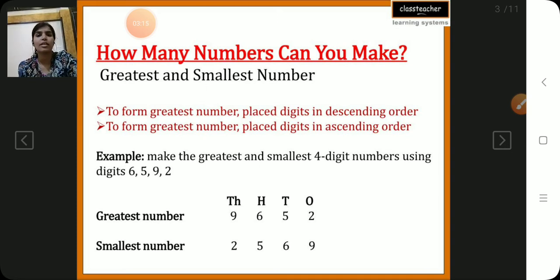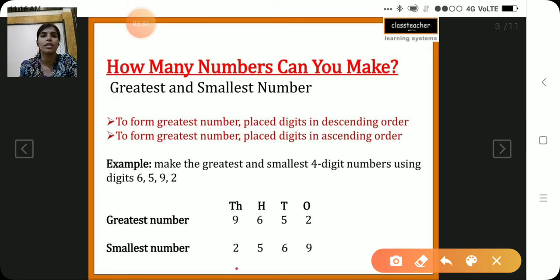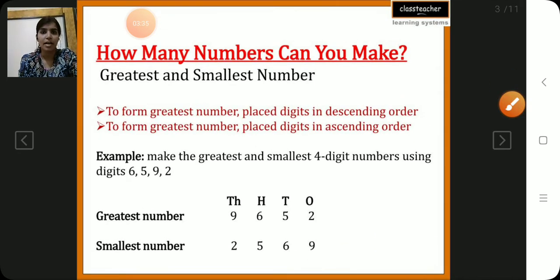Then we make the smallest 4-digit number. Understand? Here the same numbers are given, 6592. From that you want to select the smallest digit. The smallest digit is 2. Then 5. Then 6. And then 9. So your 4-digit number is 2569. Understand how you make the smallest and largest numbers from the given digits.